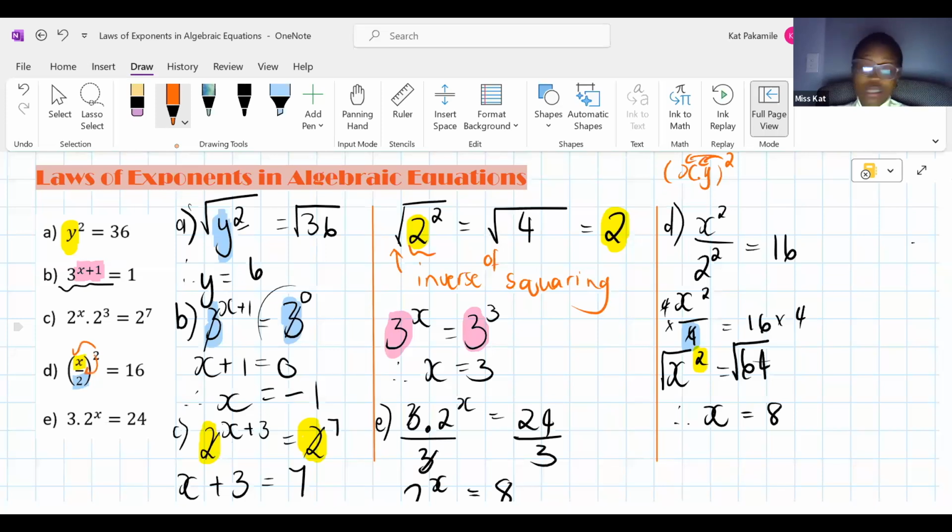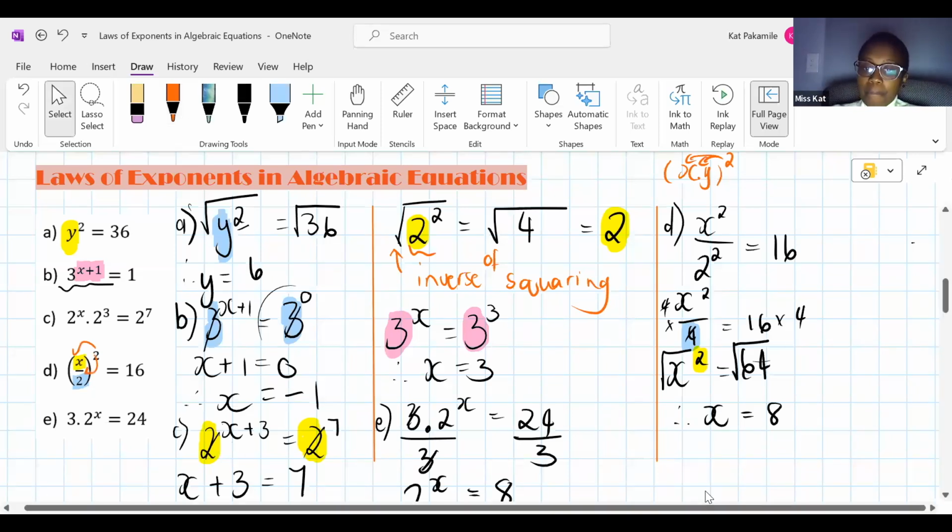That's why I don't teach English. X gets a squared and 2 gets a squared. So that's how we ended up with x squared over 2 squared. So that was step 1.